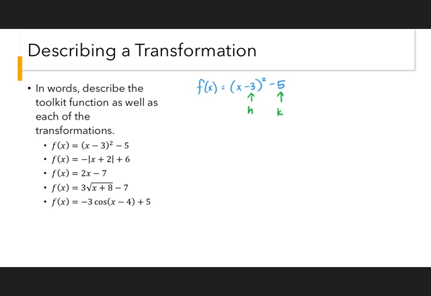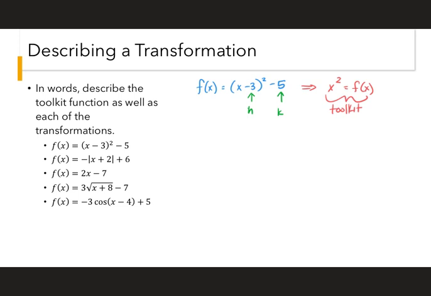So if I get rid of the H and K, if I pretend that there's zeros, then all that's left here is an x and a squared. And so f of x equals x squared is my toolkit function. It's what's left if I take away all the transformations. So in the first one, my toolkit function is x squared.